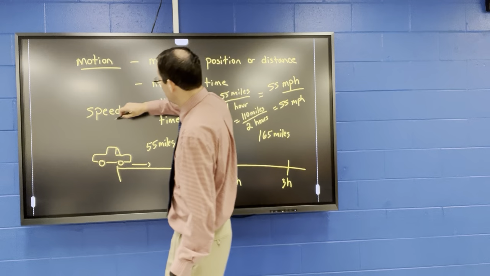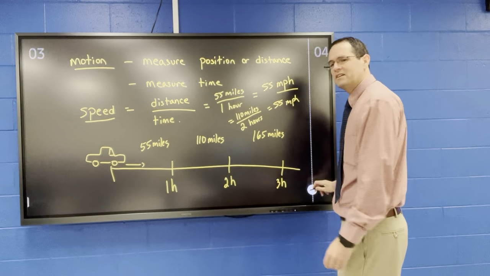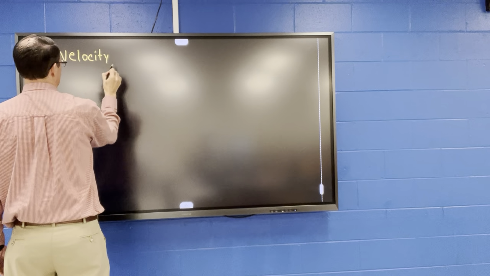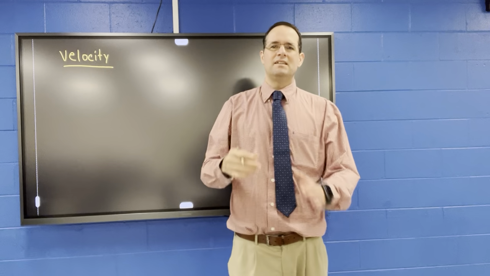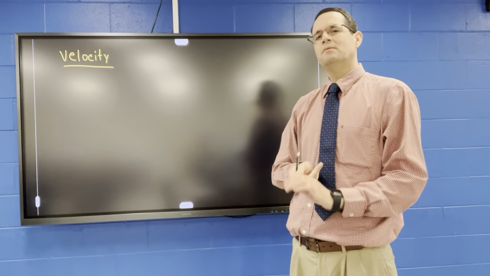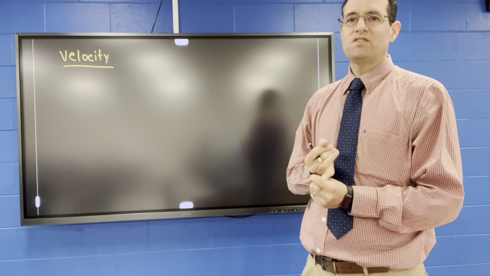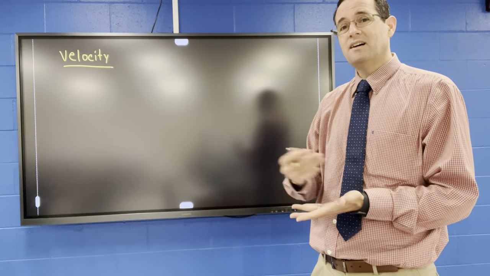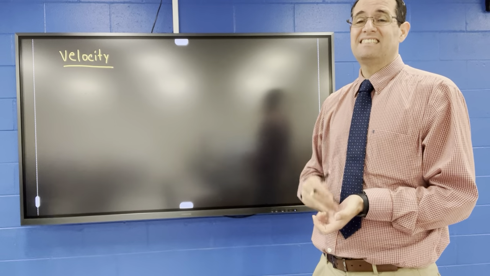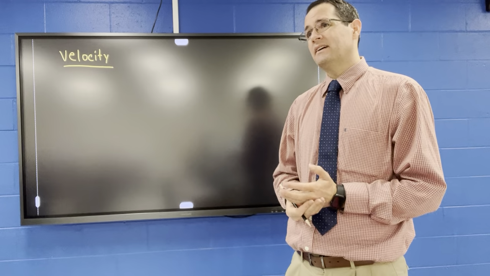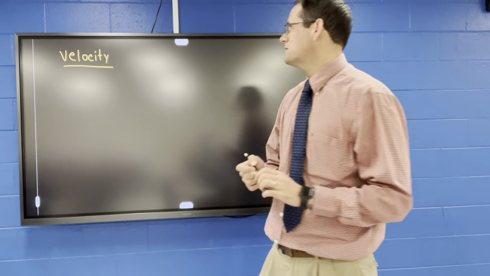Okay, so we have some key words here: motion, speed. The next key word is velocity. Velocity is the direction of your speed. Okay, so it contains two components. It contains speed, the quantity of motion divided by time, which we've been talking about, and direction, okay? So it's called a vector in mathematics. A vector has direction and magnitude.